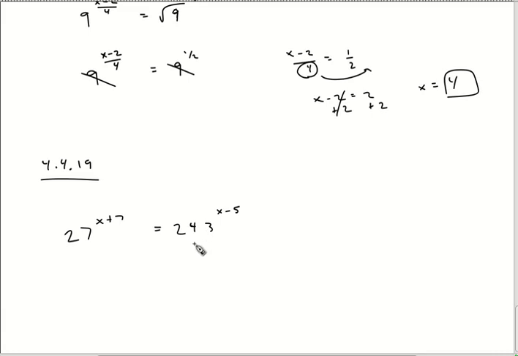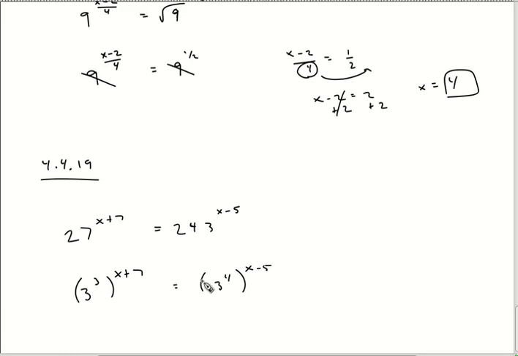All right, so 27 to something, and can I get a 27 out of that? I don't think so. I mean, it's 27 squared or cubed, and all of a sudden it's way bigger. So yeah, what they both have in common, though, is a 3. This is 3 cubed, all to the x plus 7. And this is 3 to the 4th, all to the x minus 5.